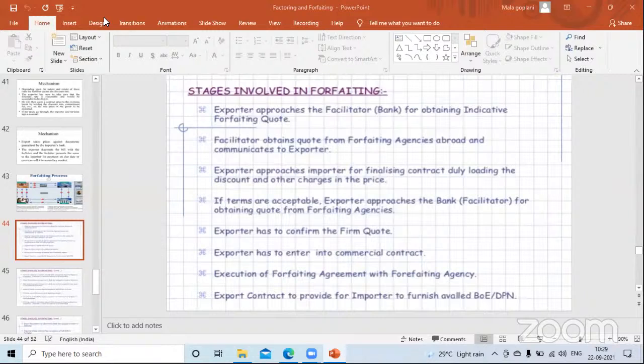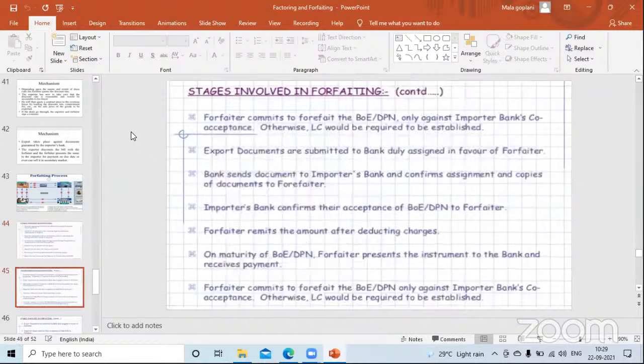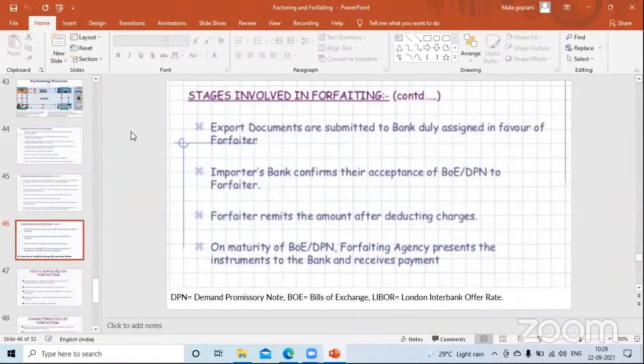Okay, so stages, you can refer to it later on. It is, as you know, just an alternative provided to you. Okay.